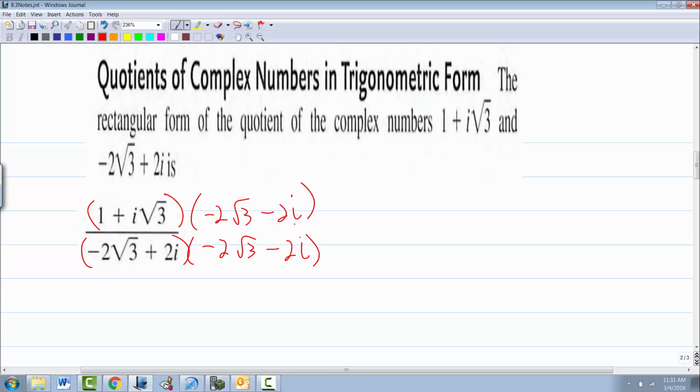Don't fret about the denominator. That's easy. What's this times this? Times, which is 12. And then what's this times this? Because that's the whole point of the conjugate. The middle term falls out. What's negative 4i squared? Plus 4. The top is a pain. Not too much, though.